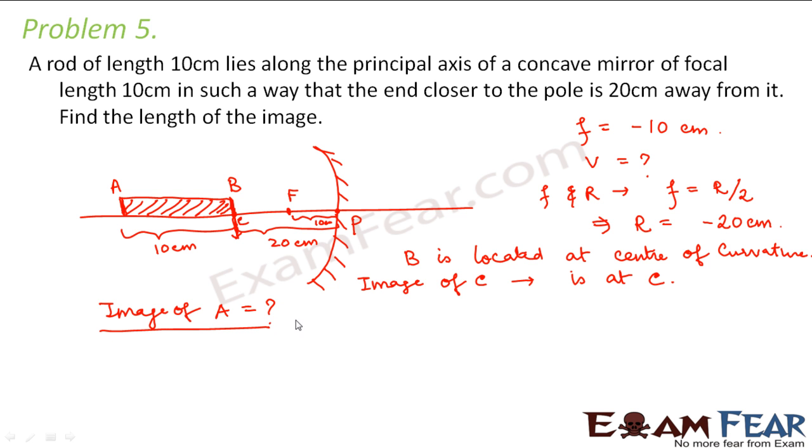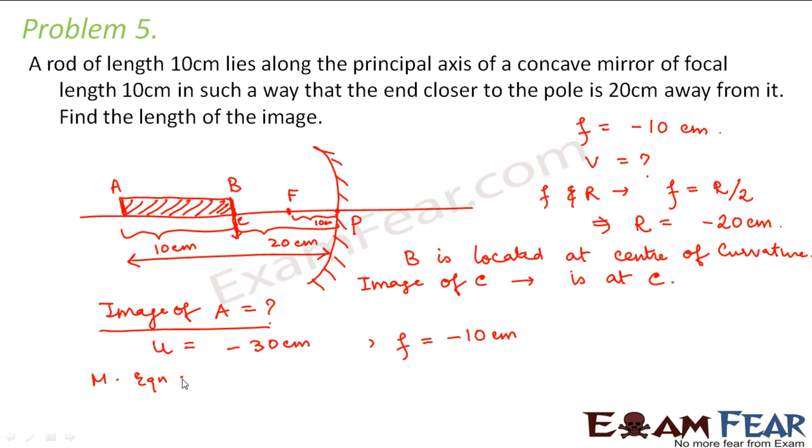Now what about the image of A? Now let us concentrate on the image of A. For A, what is U? What is the distance of A from the pole? This distance would be equal to this entire distance, that is 20 centimeters plus 10 centimeters, that is 30 centimeters. And considering the sign convention, it would be minus, right? And what is the focal length? Focal length is minus 10 centimeters.